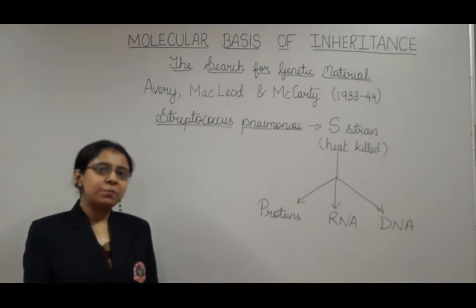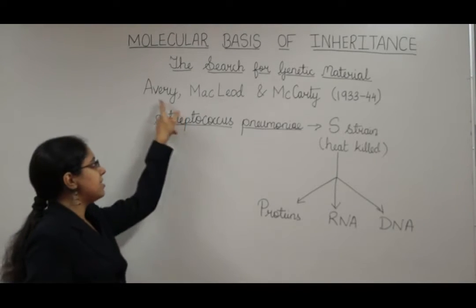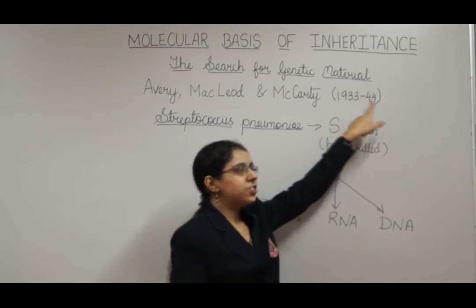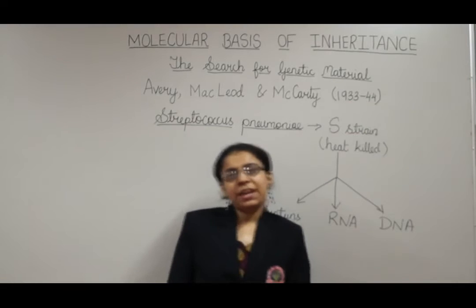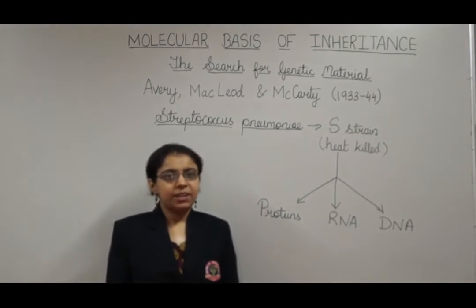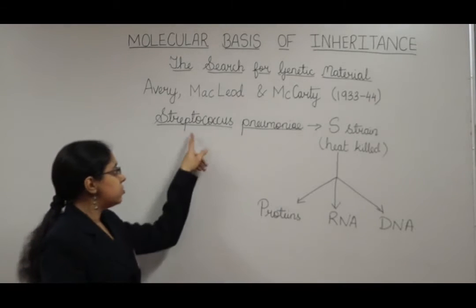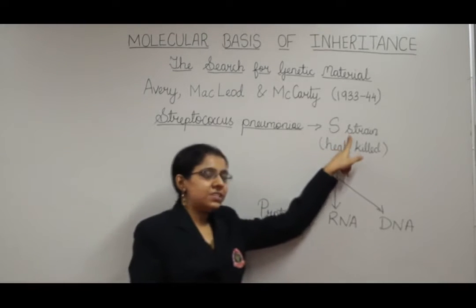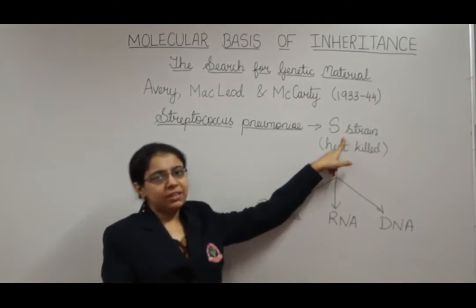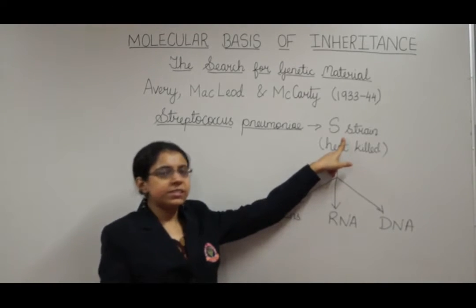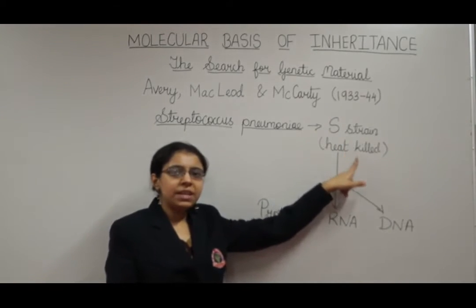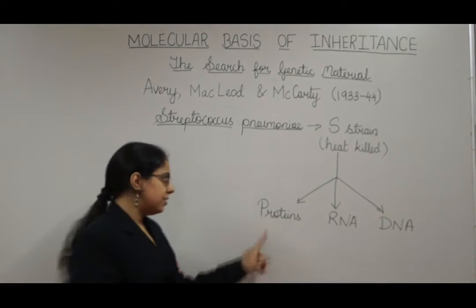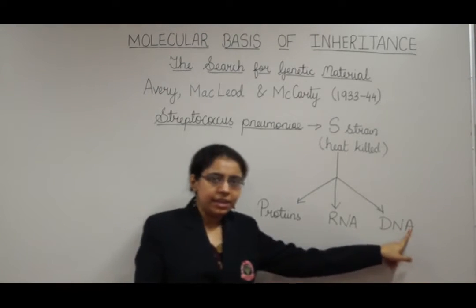Further experiments were performed by three biologists, that is Avery, MacLeod and McCarty, through the years 1933 to 1944. They made use of the same kind of bacteria that was used by Griffith, that is Streptococcus pneumoniae. In this bacteria, they utilized the S strain. The S strain of the bacteria was taken and the bacterial cells were heat killed. From the heat killed S strain, they isolated three kinds of biomolecules, that is proteins, RNA and DNA.